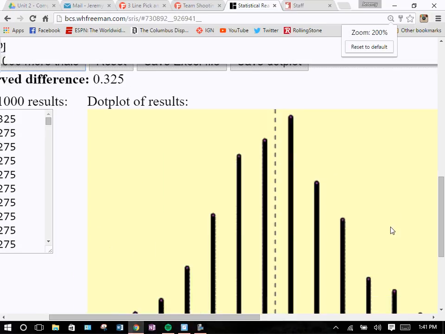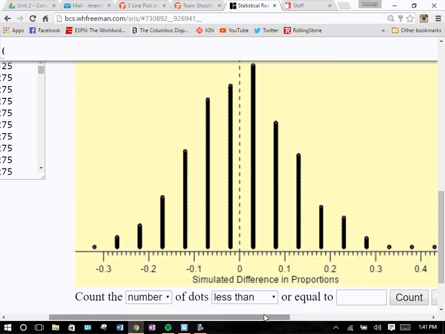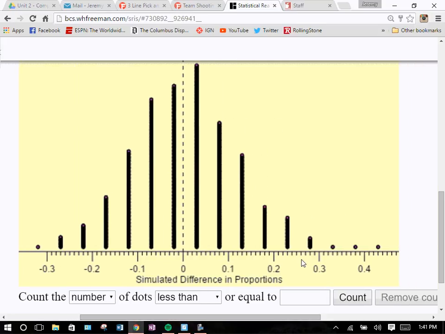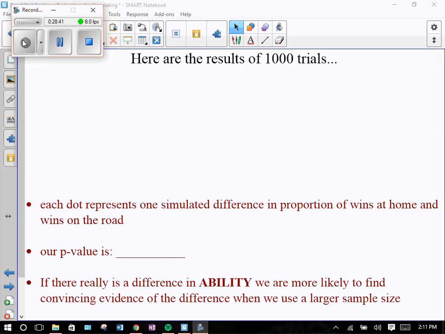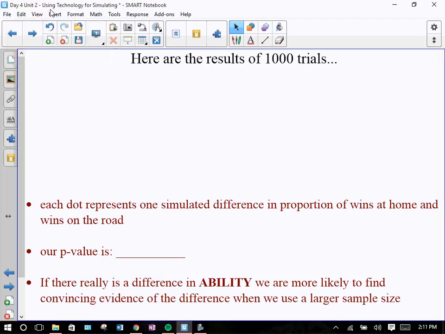So what we have here is we want to find students and staff. I apologize for not getting that. What we need to do is figure out what our p-value is. Again, I don't want to make you count those dots, and plus you can't even see the dots to count them. So maybe we can take advantage of the fact that we're using iPads.